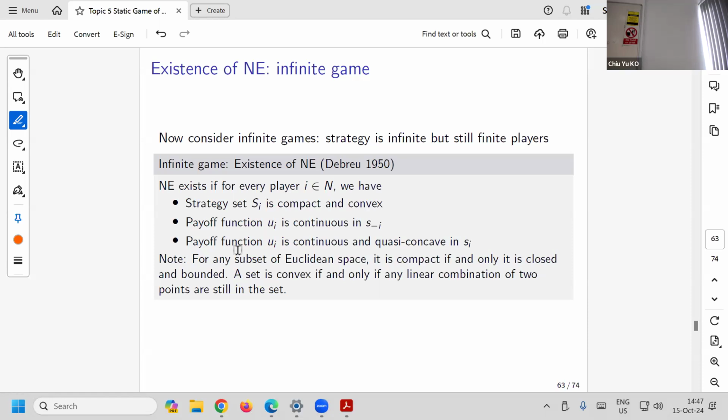Okay, as long as you make it nice. That is usually not a big problem, right? Because you choose the number, and a list of numbers is also no problem. And the second one, the payoff is continuous. This part is in general okay, but sometimes it's not.